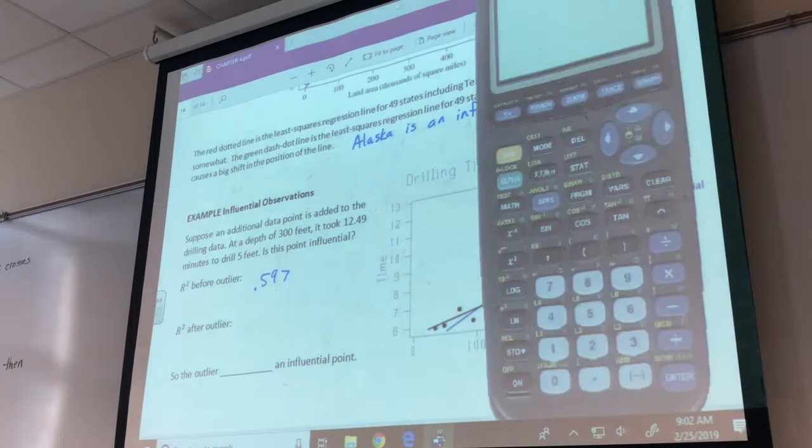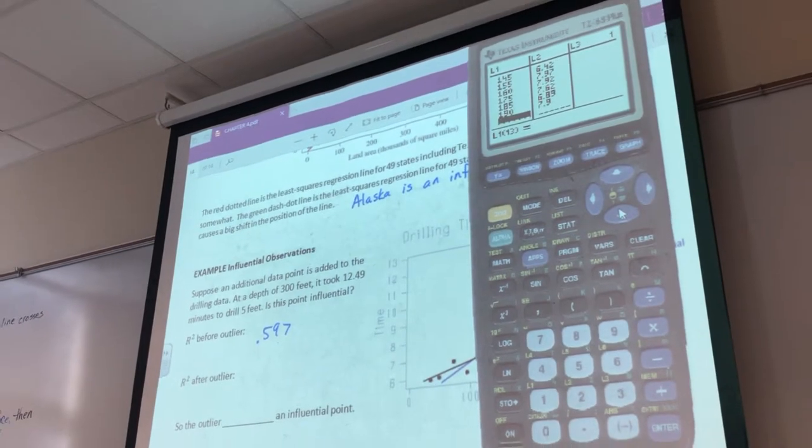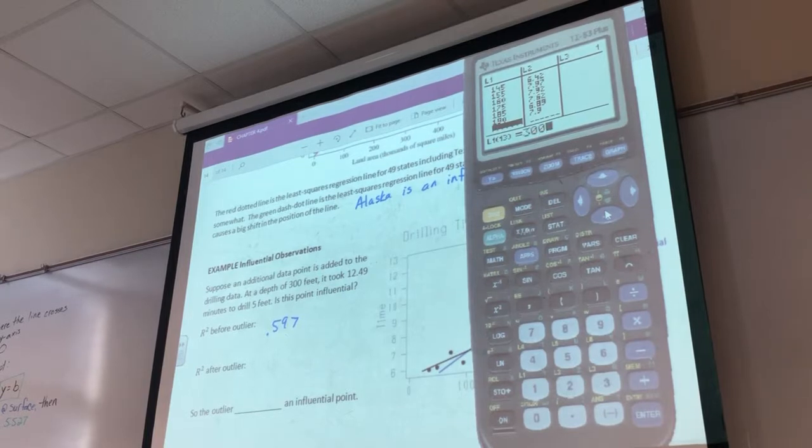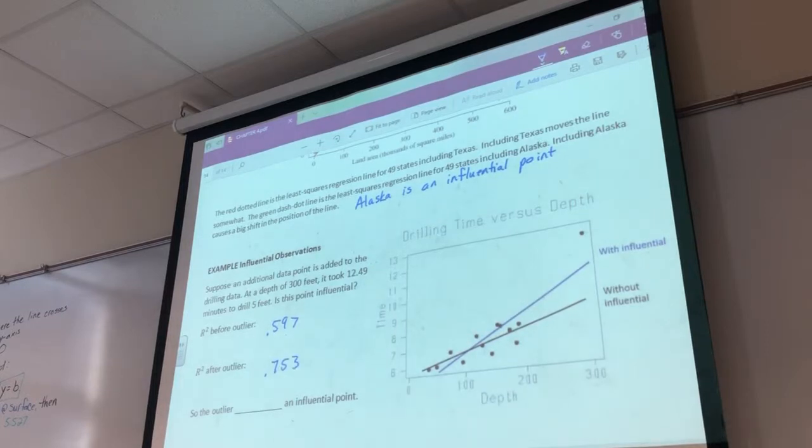Now if we go through and recalculate our r-squared, I've already got my stuff in here, so I'm not going to retype it. I'm just going to add these numbers. So x is 300, that's how many feet, and then 12.49, that's how long it took. I'm going to add those, and then go to stat, calc 4 to get my linear regression, and now my r-squared is going to be 0.753. So it went from 0.597 up to 0.753.